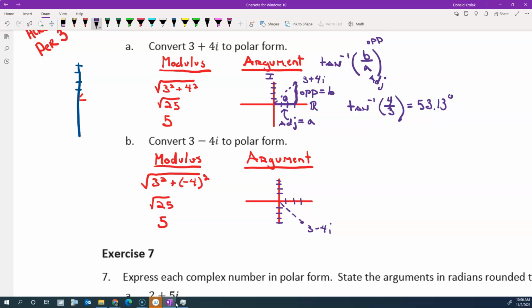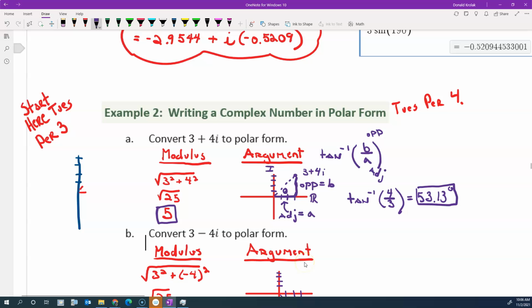So now that you got these two things, you can write your equation. There's your argument. There's your modulus. Okay, so in polar form, polar form is R equals, R times the cosine of the angle plus I times the sine of the angle.